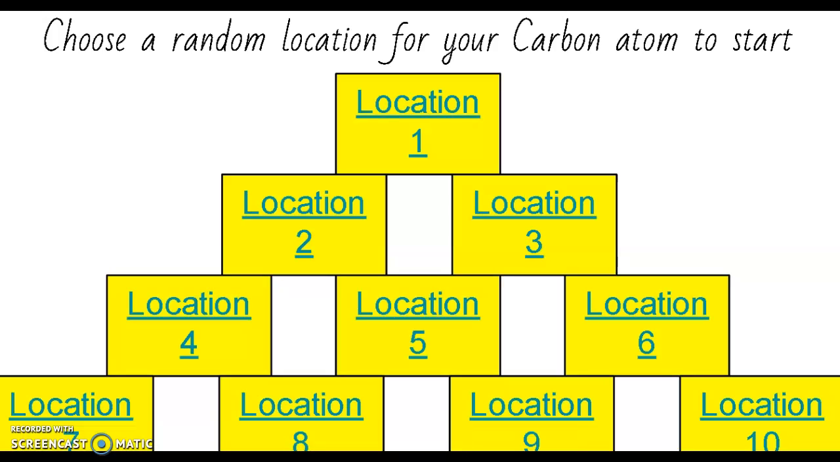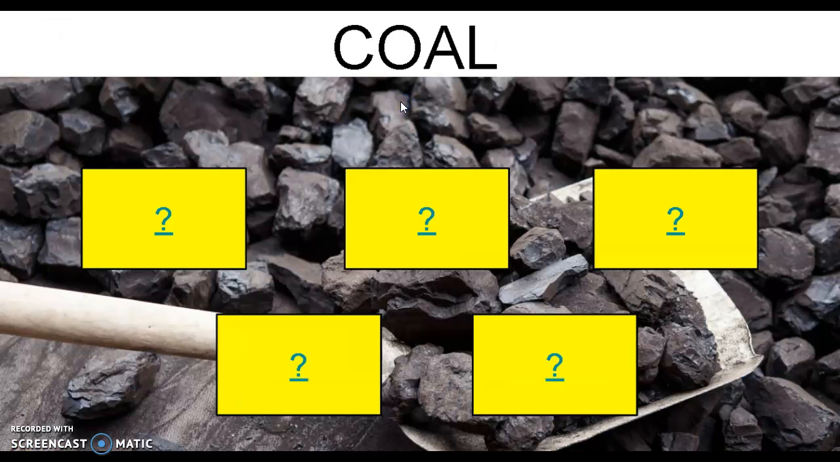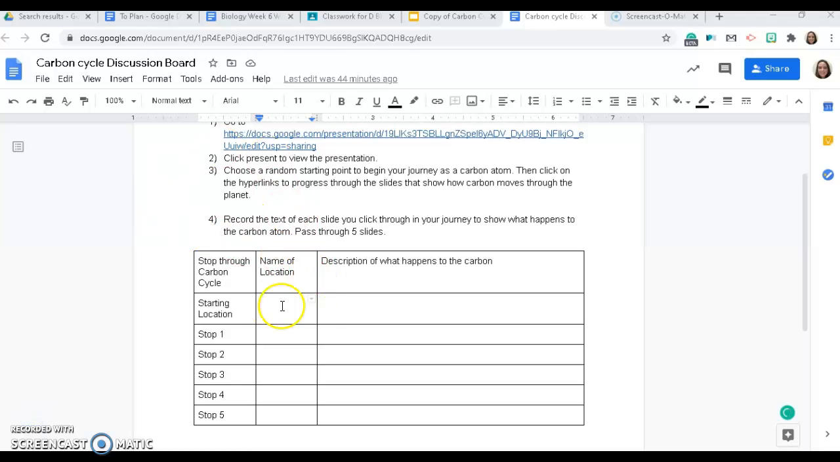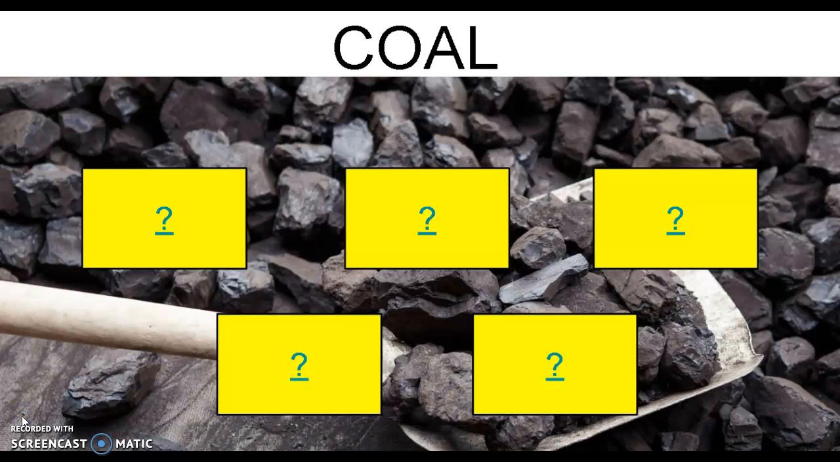You can select any of these 10, but I am going to pick location number 1. All right, and my location is Coal. So in my graphic organizer, in the name of the location, my starting location, I would put Coal. So in order to find out what happens to that carbon atom and where it goes next, you can pick any one of these slides here.